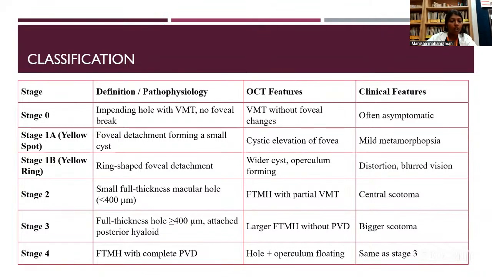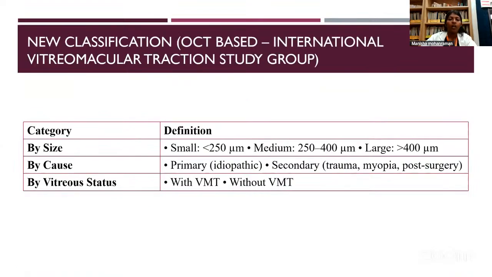In stage 4, full thickness macular hole with complete PVD. OCT features are hole along with operculum floating. The clinical feature is bigger scotoma. This is a new classification, OCT based, by the International Vitreomacular Traction Study Group. They are categorized by size, cause, and vitreous status.